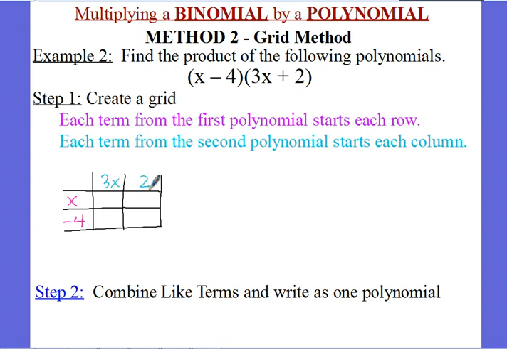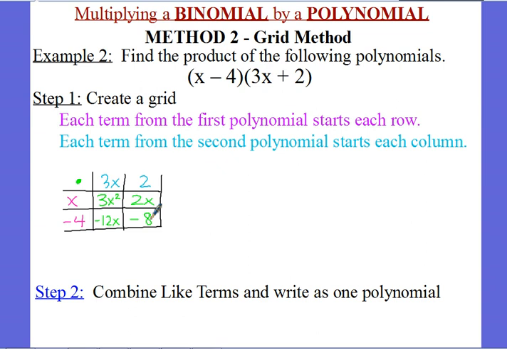Okay, each of these boxes represents where we are multiplying our terms together. So here, this box represents 3x times x. I'm going to use my powers multiplied by powers property, and x times x gets me x squared. So this is 3x squared in this box. This box represents 2 times x, which we know is 2x. This box down here represents negative 4 times 3x, which is negative 12x. And then this box over here is negative 4 times 2, which gets us negative 8.